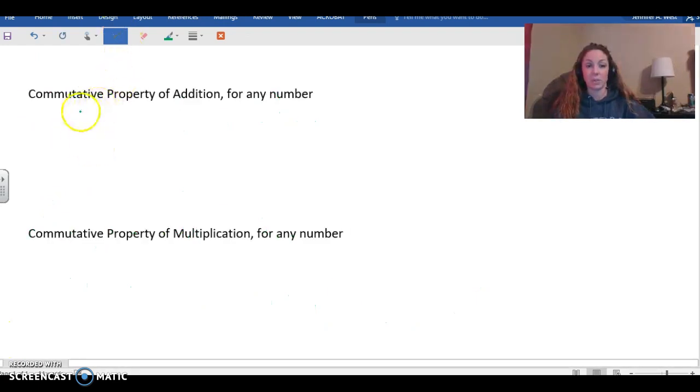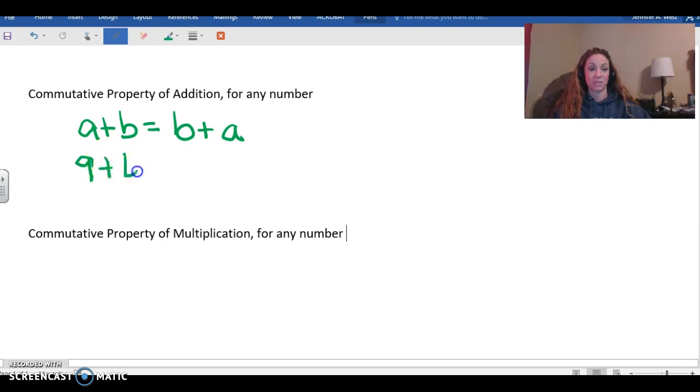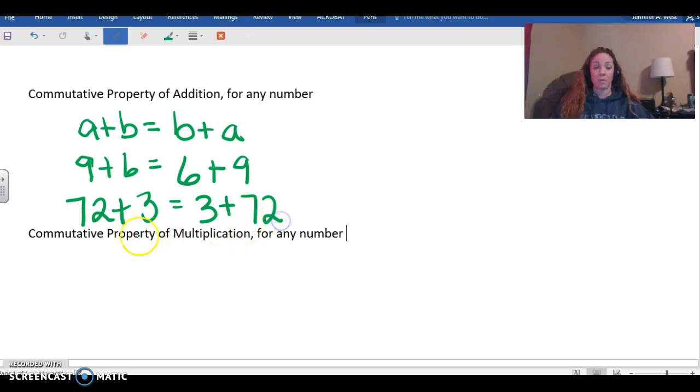Okay, so here's a little bit more that you need to get in your notes. We have the commutative property of addition for any number. So basically that means if you add a plus b, it will equal b plus a. No matter what order you put those numbers in, you'll still get the same sum. Changing the order does not change the sum. So 9 plus 6 would be equal to 6 plus 9. 72 plus 3 would be equal to 3 plus 72. No matter what order you put the numbers in, you will still come up with the same sum.